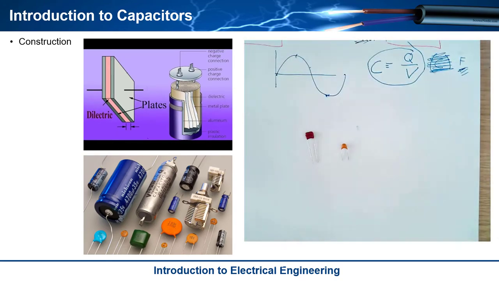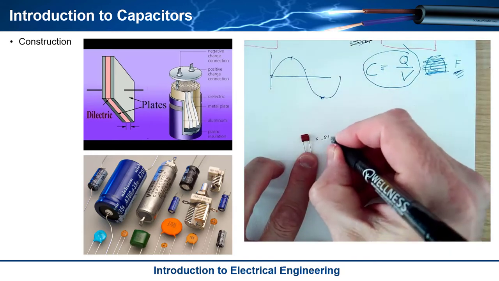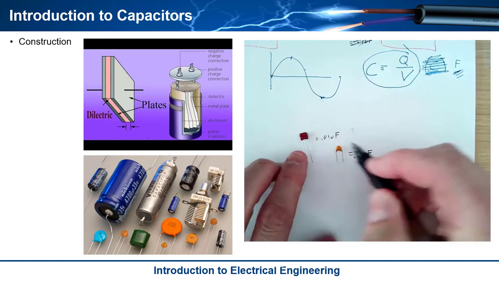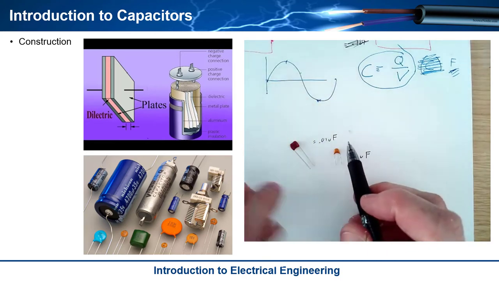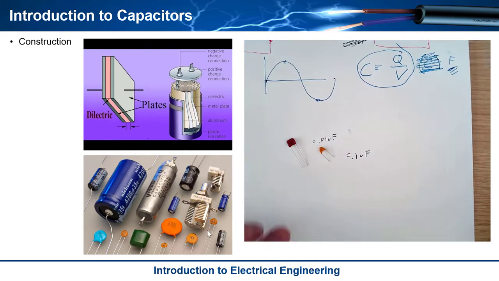So this one right here, in terms of the values that you see, is a 0.01 microfarad. This one right here is a 0.1 microfarad, and they have little codes on them that you can use, kind of similar to resistors, where you can determine what they are by reading their codes. But take a look at these relative sizes, which correspond to the picture, compared to some of the other ones.